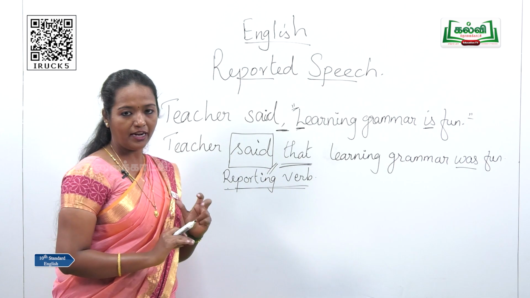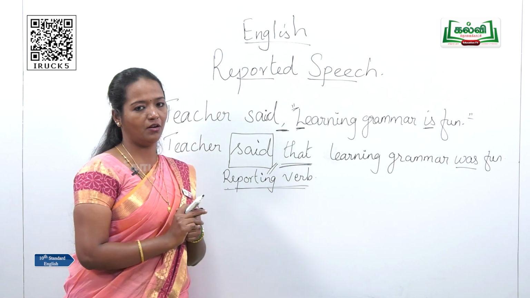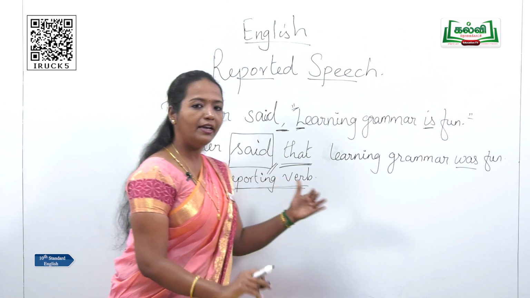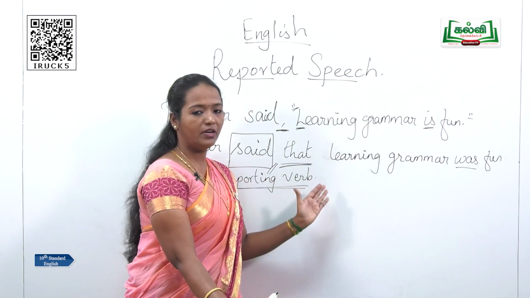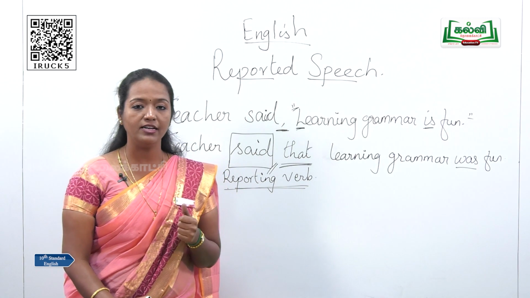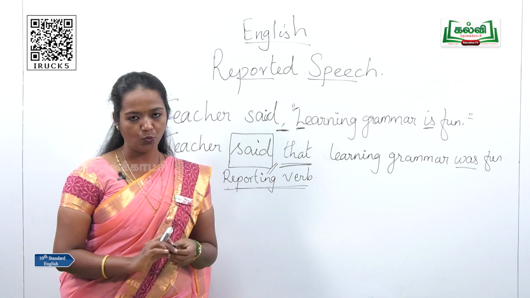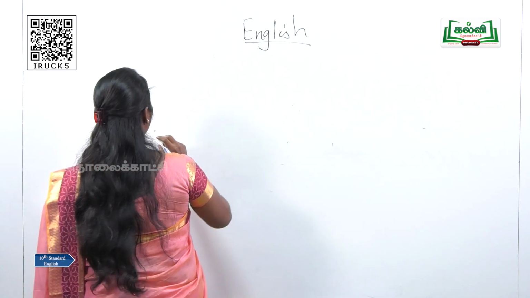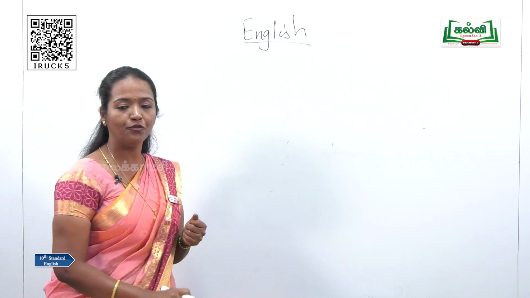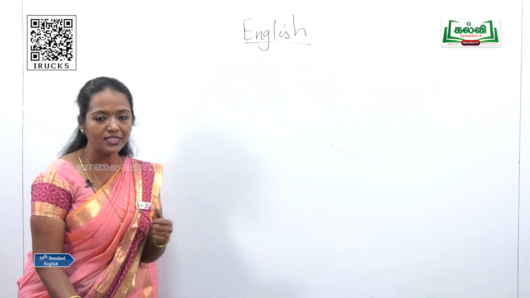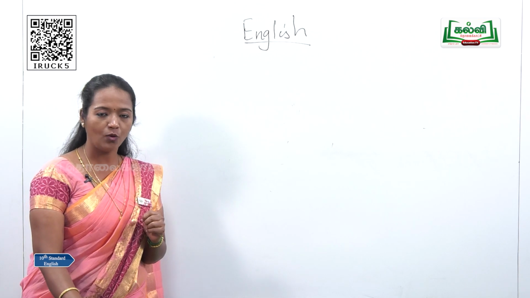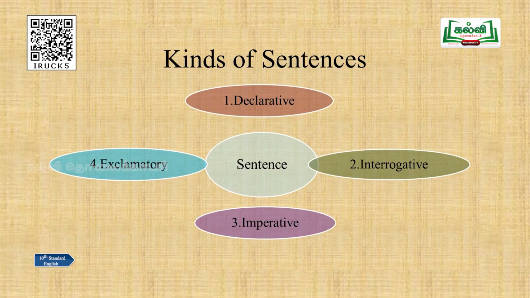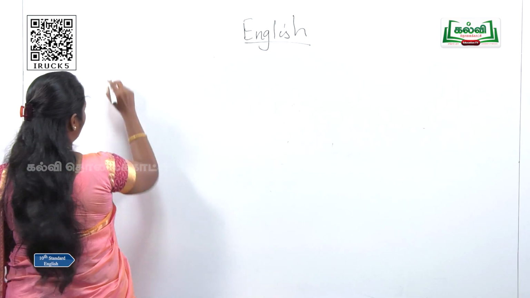Now, to understand what kind of a reporting verb we are going to use and what kind of a tense change happens there when we are reporting it, we will have to understand certain rules. So that is what we are going to learn now. So the first one is kinds of sentence. First of all, what is a sentence? Group of words that make complete sense. So that is what is known as sentence, right? So there are 4 kinds of sentences that we will have to understand in order to use the correct reporting verbs.